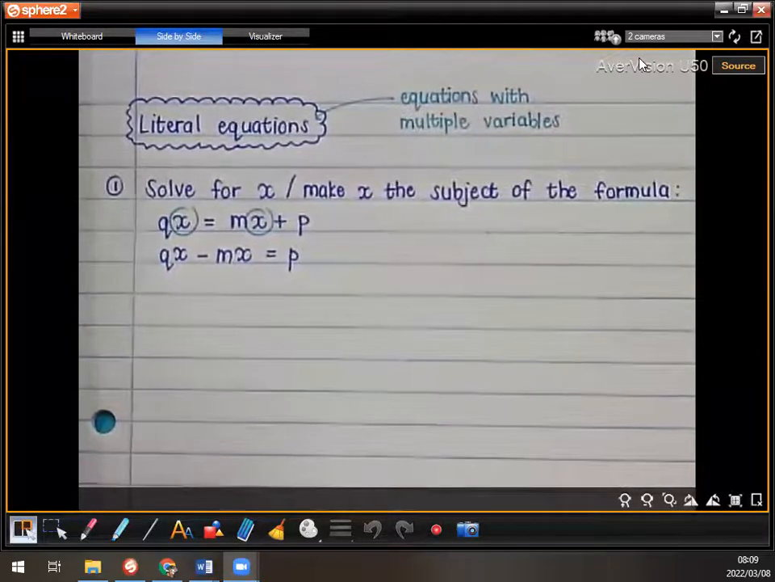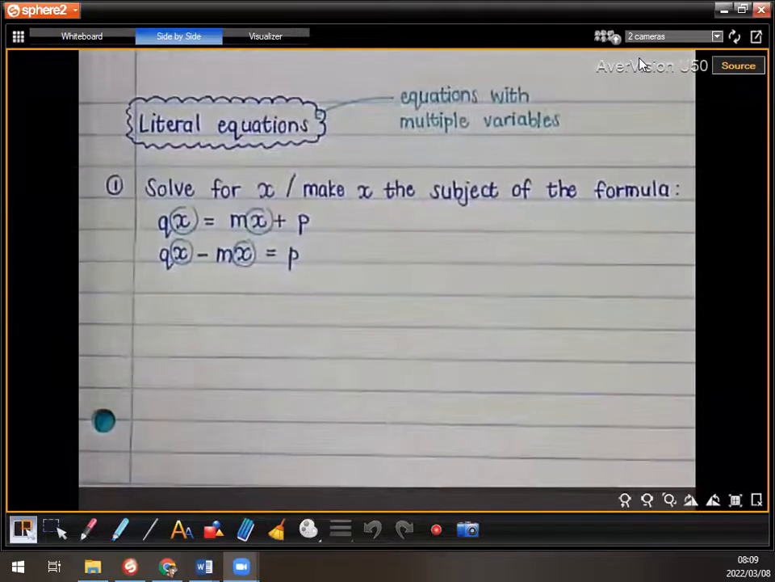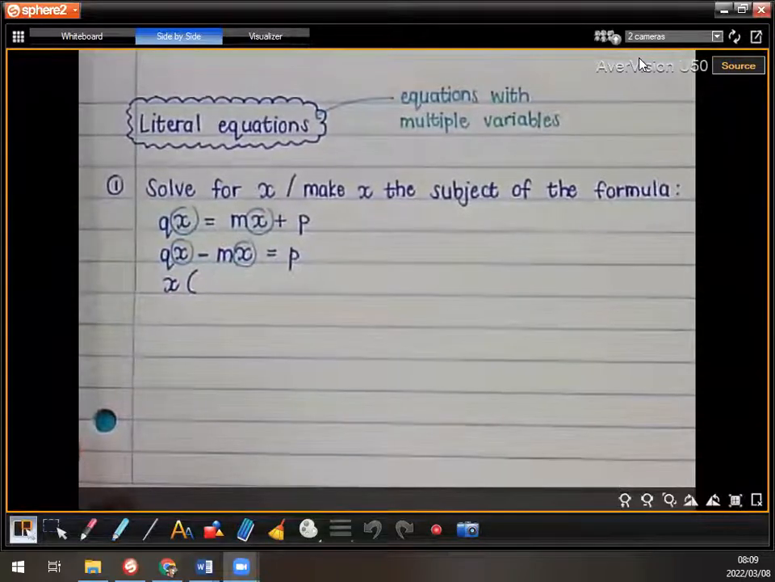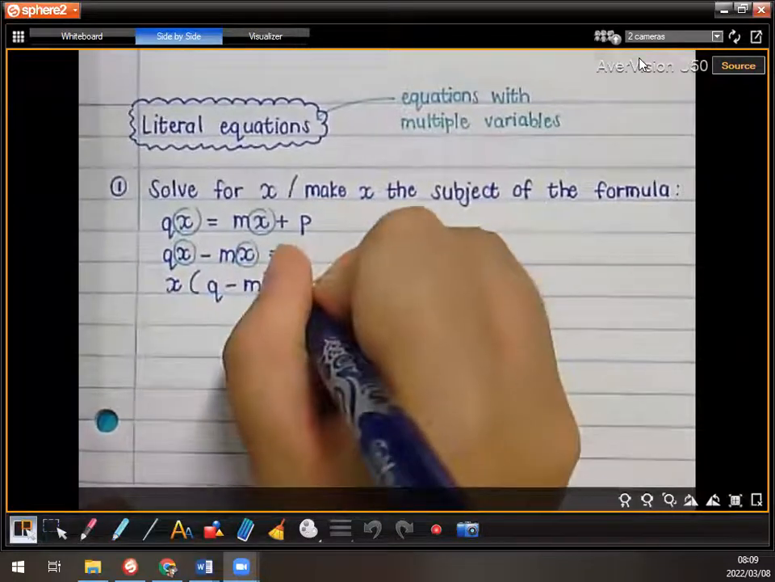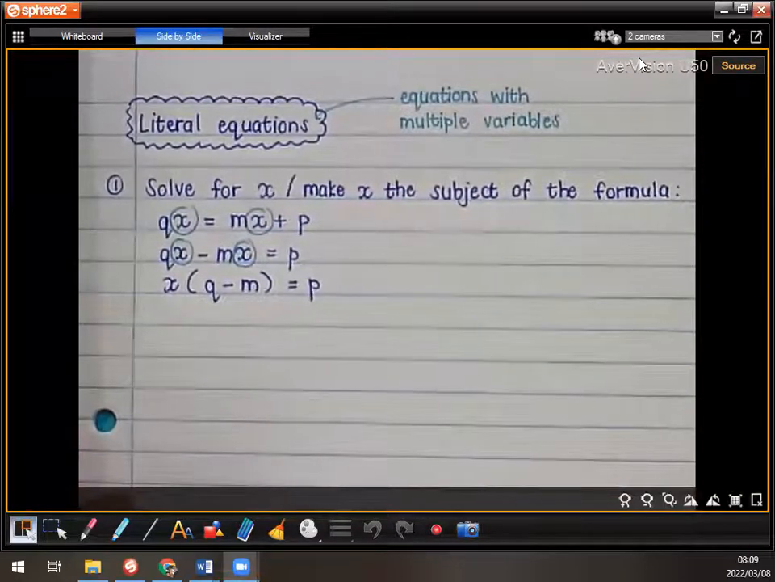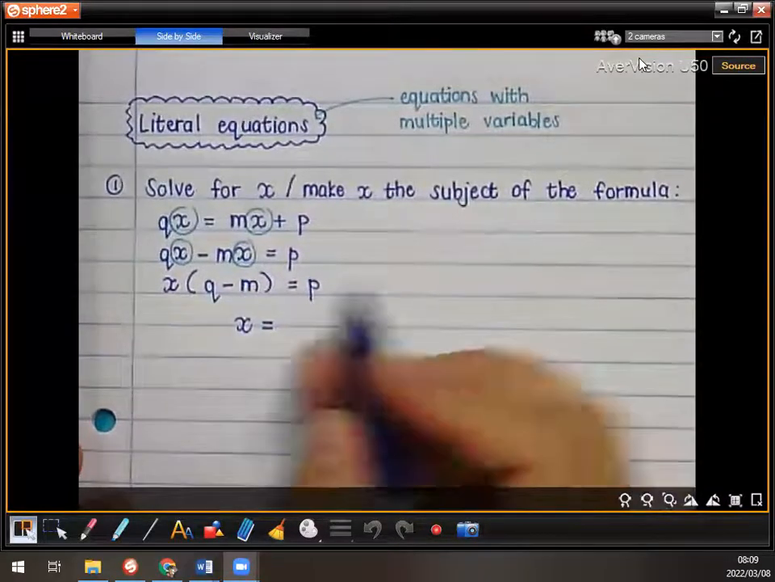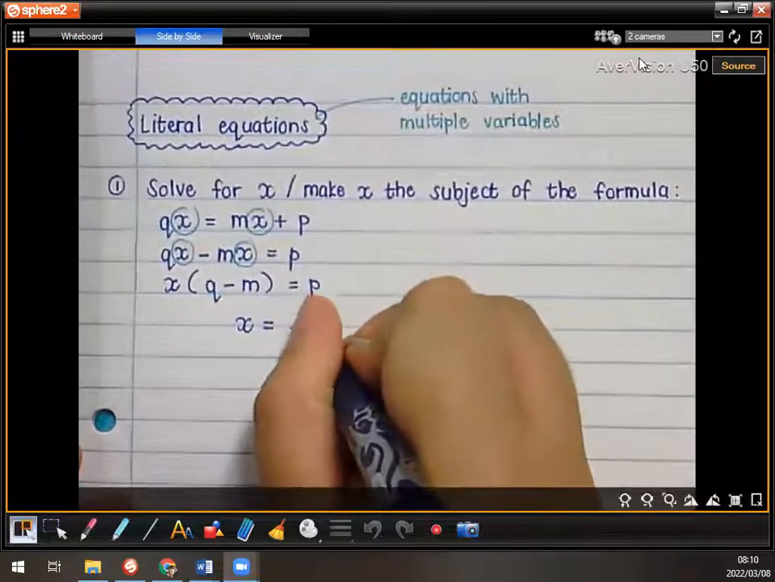Now guys, how can I isolate x from them? Yes, I can take out x as a common factor. Can you see that? We have an x in both of these terms. Again, I'm just going to circle the x's. That is what we're trying to get on its own. So I'm going to take x out as a common factor. From my first term, I'm going to be left with q and then minus m, and that is equal to p. What must I do now to just have x equals, Daniel? Yes, I'm going to divide by q minus m. So I'm going to have p over q minus m.